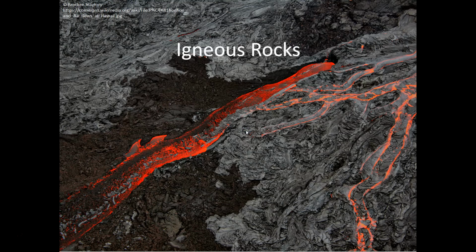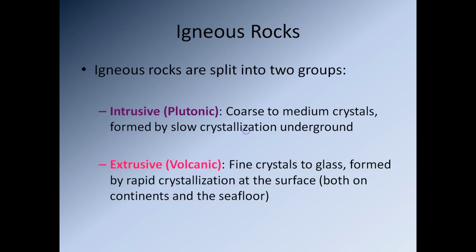Alright, so to start with, let's think about igneous rocks. So igneous rocks are split into two broad groups. There are the intrusive or plutonic igneous rocks. These igneous rocks are coarse to medium grained, and they are formed by slow crystallization underground.